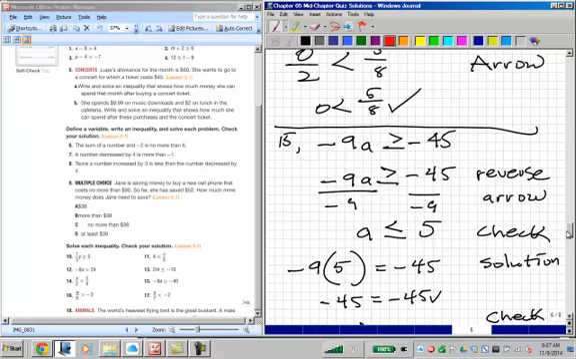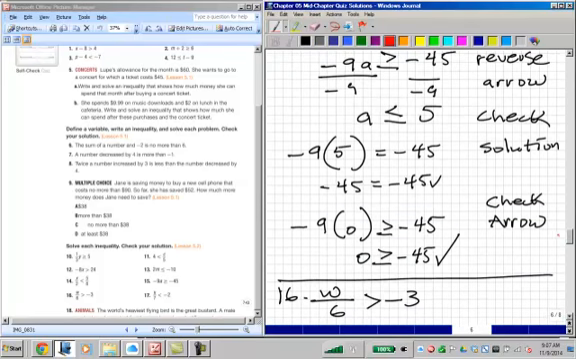So 0 is in the solution set. So negative 9 times 0 is 0. Is 0 greater than negative 45? It most certainly is.